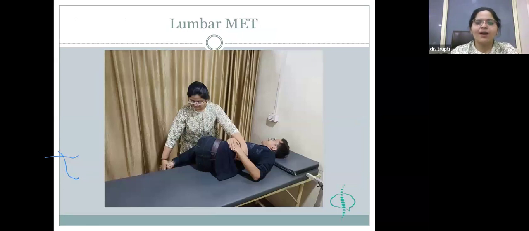This is for lumbar technique. If the patient is also showing some lumbar dysfunction, this is how we are going to treat the lumbar area. Lumbar also, it can be a closing dysfunction or opening dysfunction. So accordingly, you have to select the MET and perform.